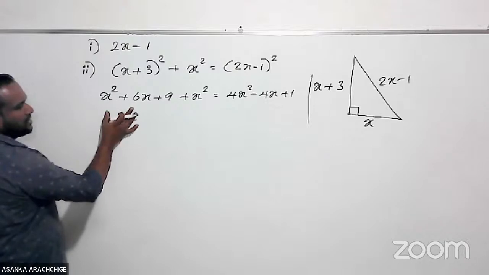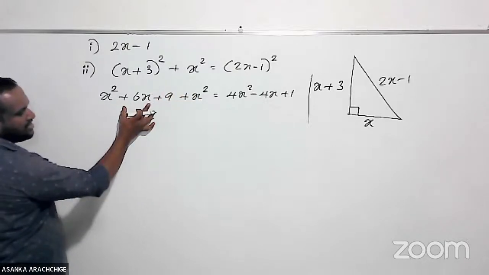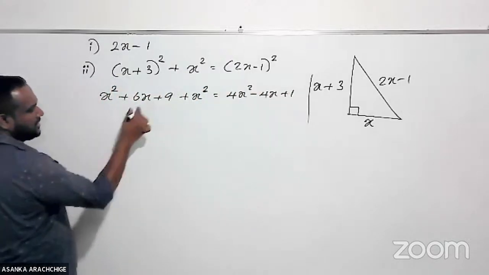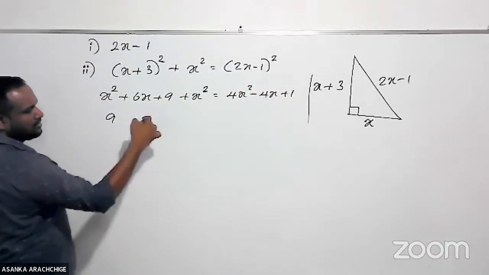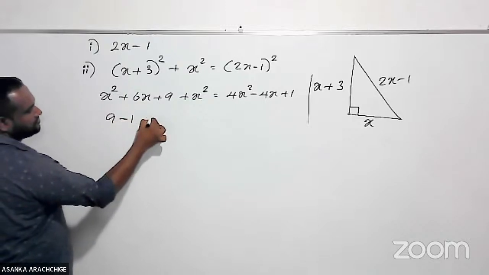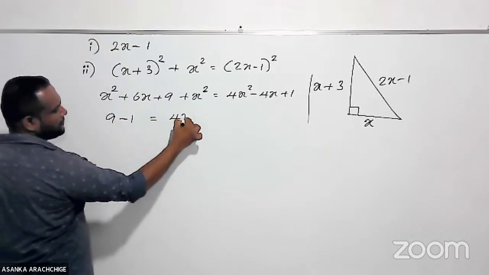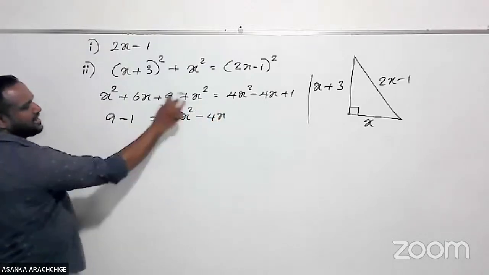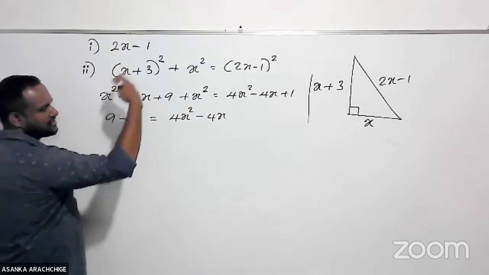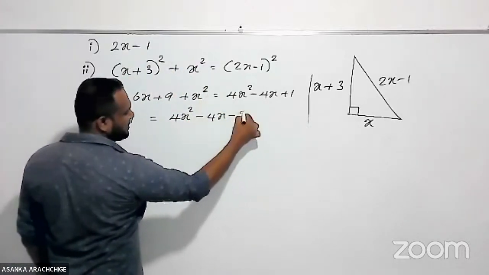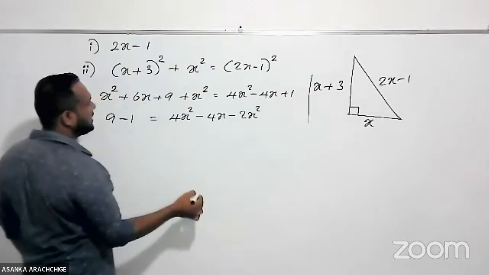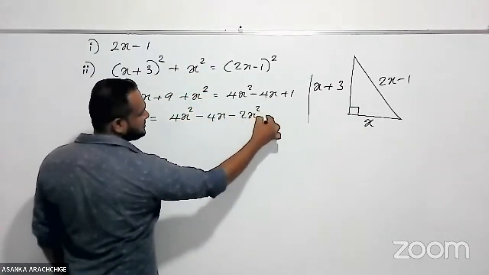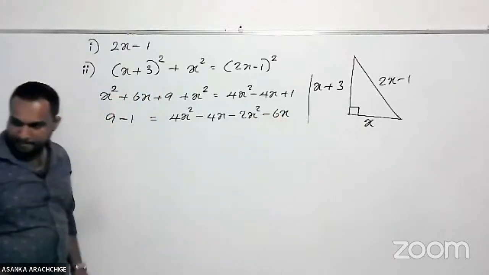I take all the terms to the other side, all the algebraic terms to the left. Here 9 minus 1 equals 4x squared minus 4x, plus x squared. The 2x squared goes to the other side as minus 2x squared. Then 6x as minus 6x. Is that clear?